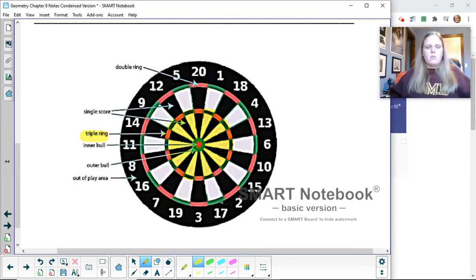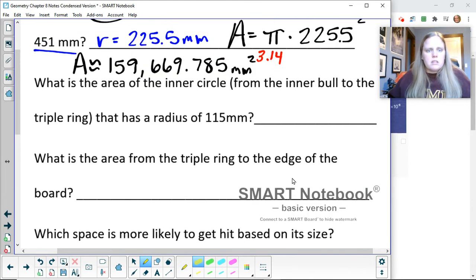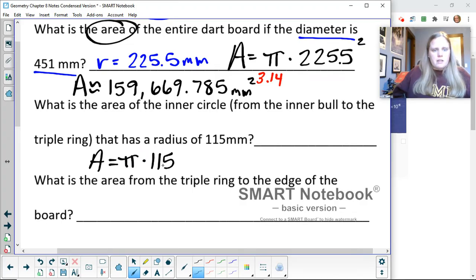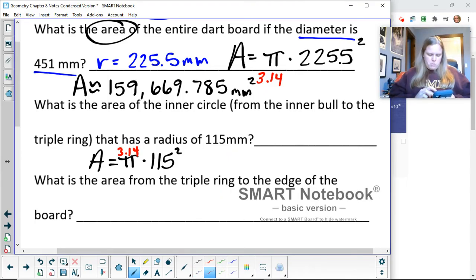Okay, so we just found the area of the whole thing. Now we're looking for that inside circle area. Okay, they tell us it has a radius of 115 millimeters. Well, that's good because all I need is the radius for the formula. So area equals pi times radius squared. And again, I'm going to replace that pi with 3.14. 3.14 times 115 squared.